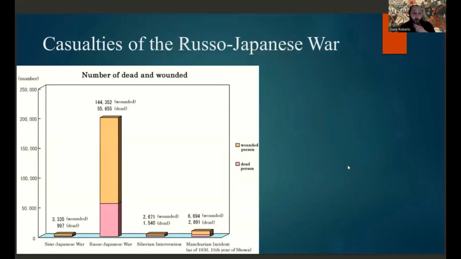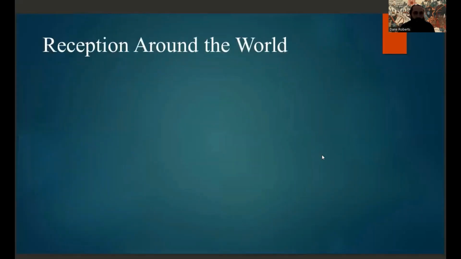With the ending of the war, it had at this point in time racked up a casualty count of around 55 to 56,000 dead and around 144,000 wounded. So now that we've looked at the aftermath of the war itself, like the casualties and the effects on the populace, how was the war received? What was the reception of the war around the world?